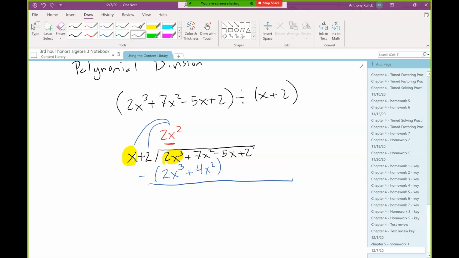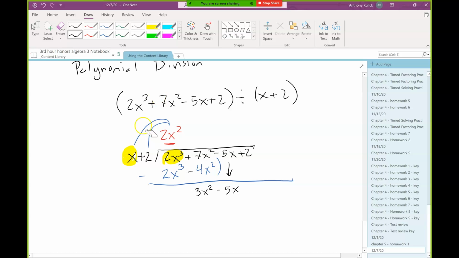Now, a suggestion for you guys, one of the most common mistakes I see students make is forgetting to distribute that negative sign when they're doing the subtraction. So let's do that right now. So I'm going to distribute that negative sign, giving me a negative 2x cubed and a negative 4x squared. And then I'm just going to think about adding down. So 2x cubed plus a negative 2x cubed is 0. 7x squared plus a negative 4x squared is 3x squared. And then I'll go ahead and bring the next term down.